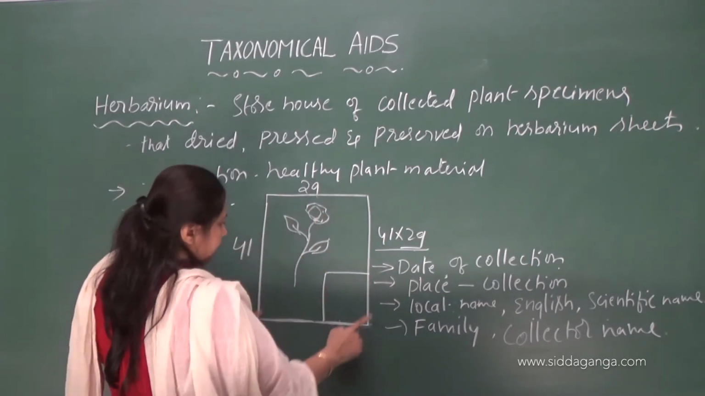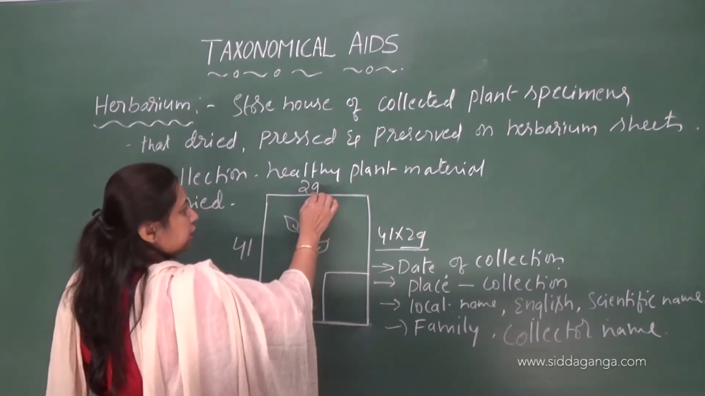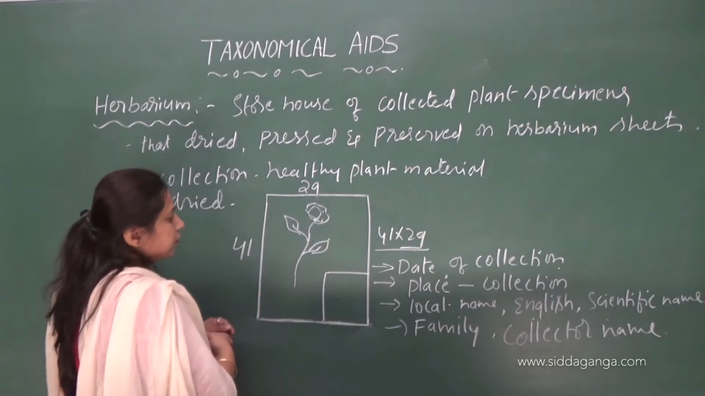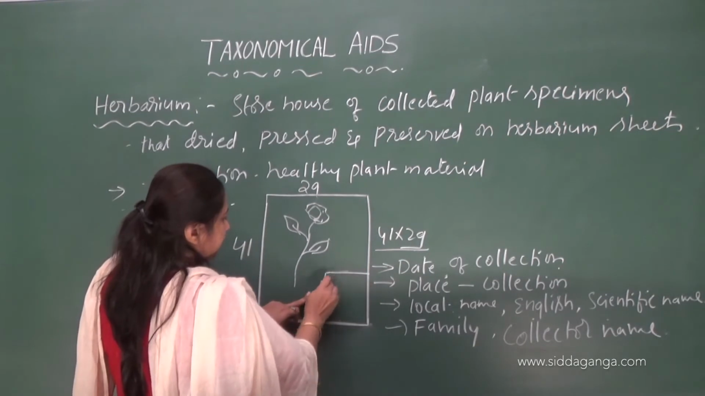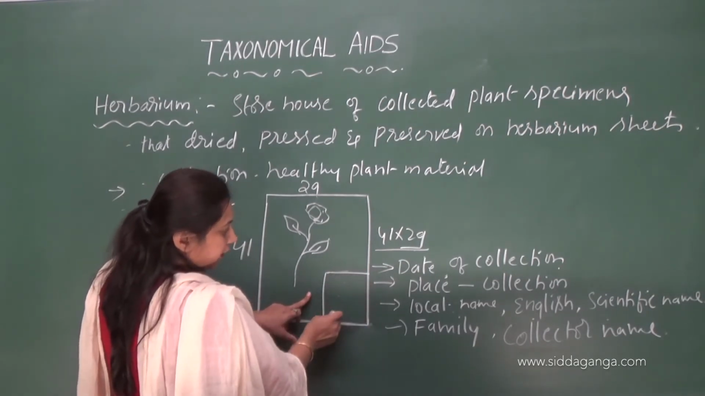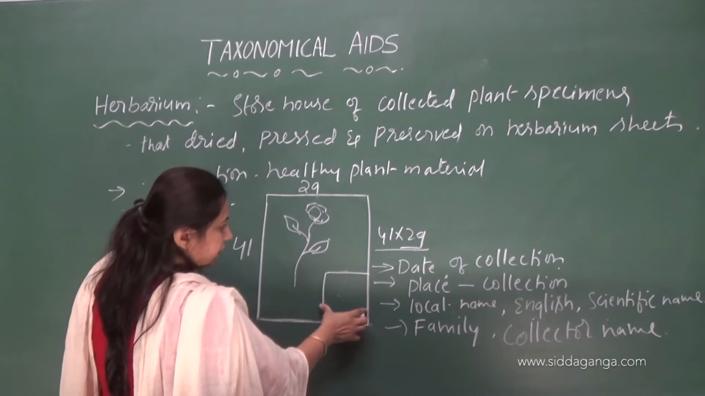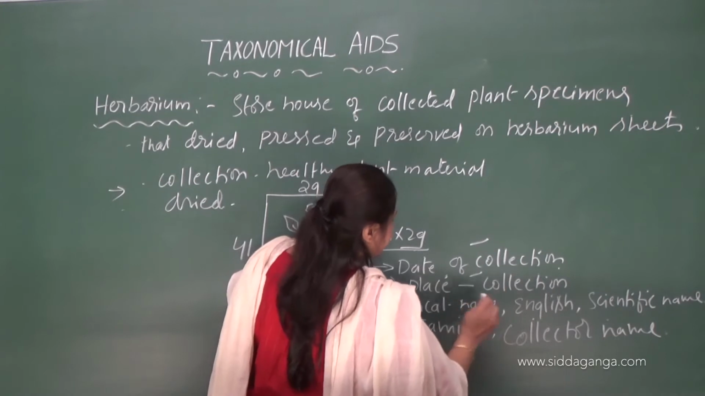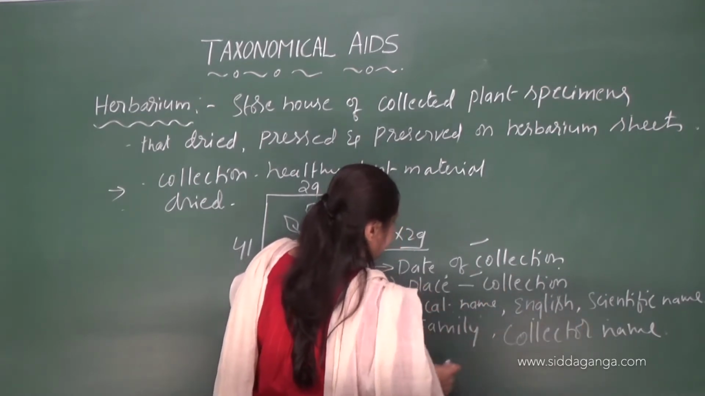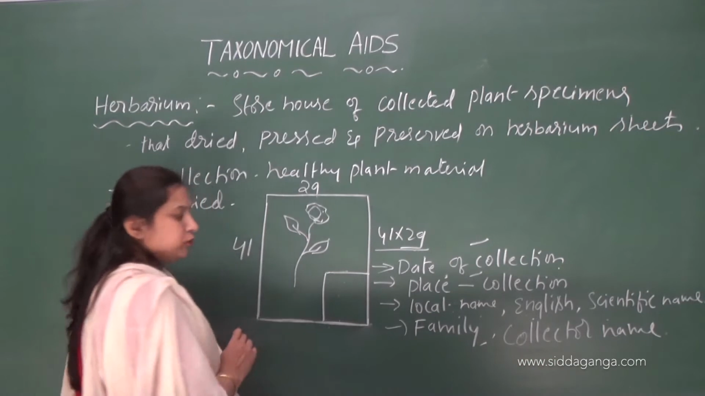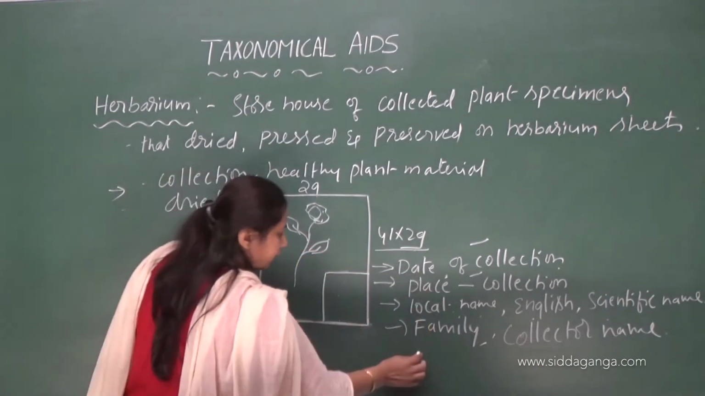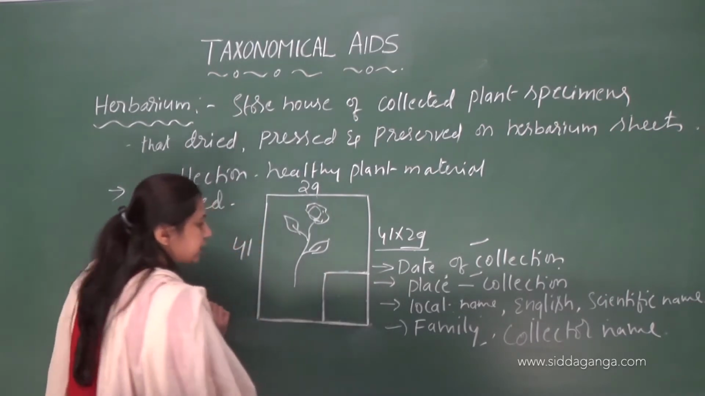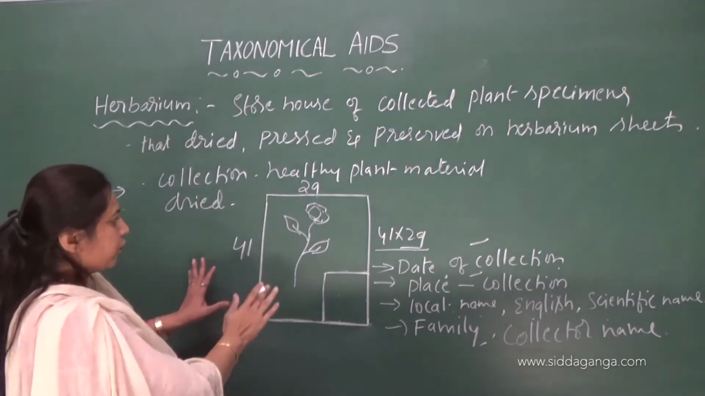So the standard size of the herbarium sheet is 41 into 29 inches, and at the right hand side of the lower corner there is a label. It should contain information about the date of collection, place of collection, local name, English name, scientific name, family name and collector name. So this is what the herbarium sheet is.